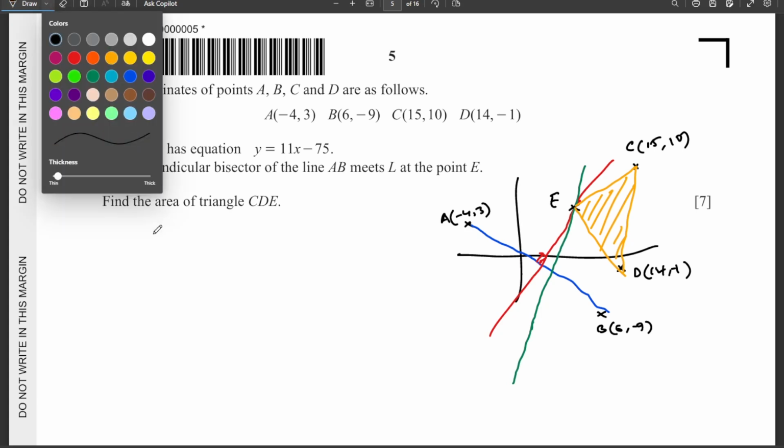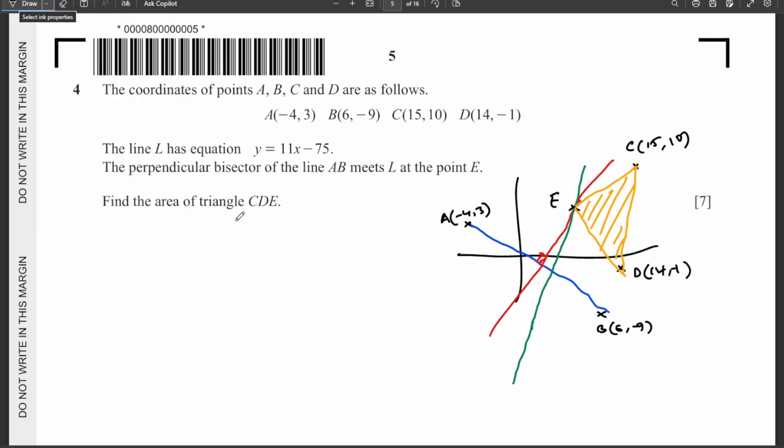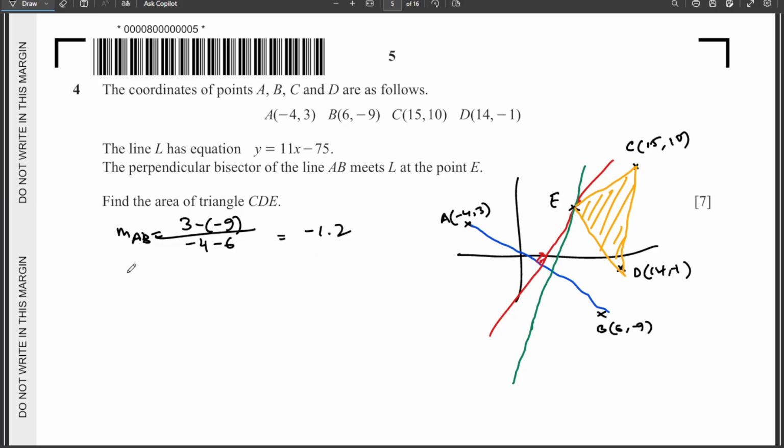A good point to start is that we have information of A and B, so let's find line AB first. The gradient of AB is change in y over change in x, which is negative 1.2. So the perpendicular gradient will be 1 over negative 1.2, or negative 5 over 6 flipped, positive 5 over 6. Then let's find the midpoint of AB.